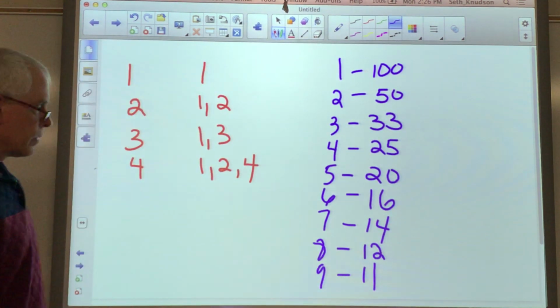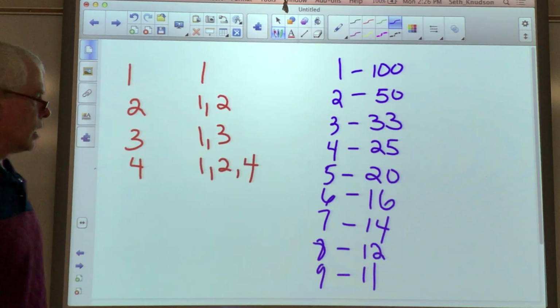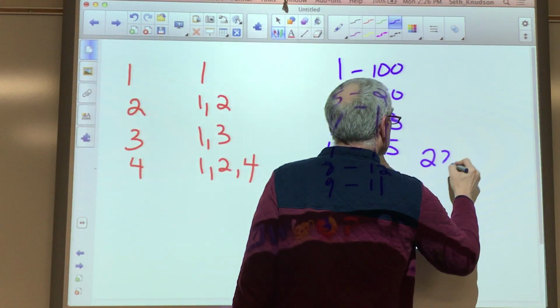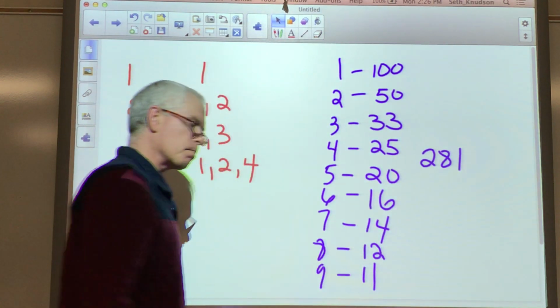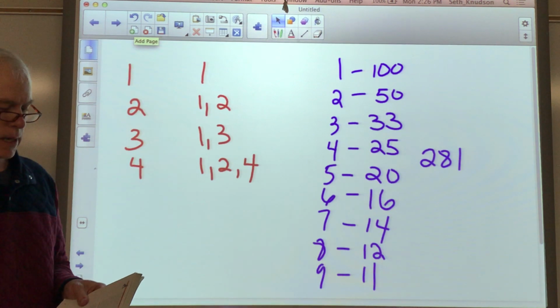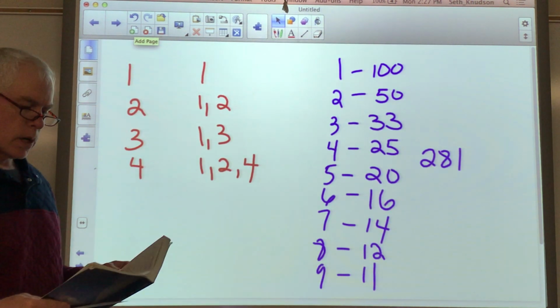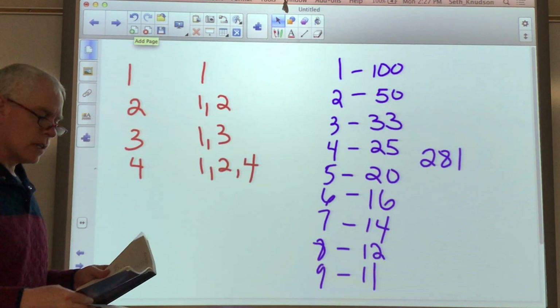Well, at this point, I've got all of the times that those numbers show up as factors. Now all I have to do is add those up. And if I add all of those up, I get 281, and we're done. So again, we had to look at it from a different point of view. That was kind of the idea. Okay? The third one we're going to look at today is an average speed one.